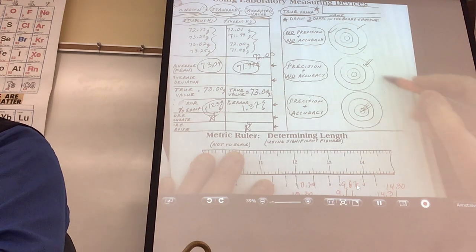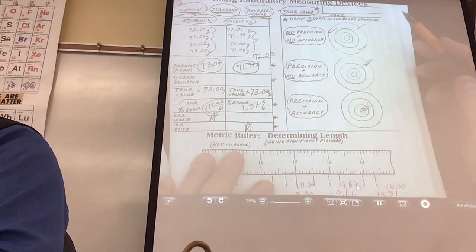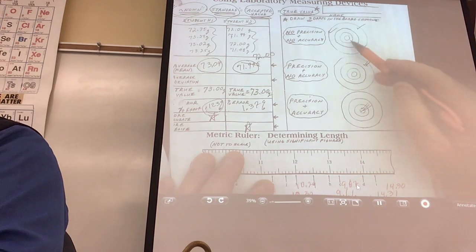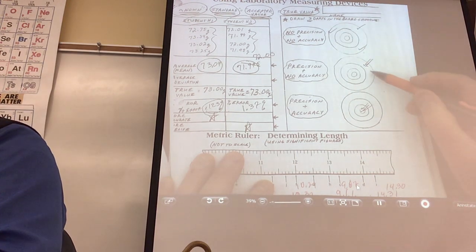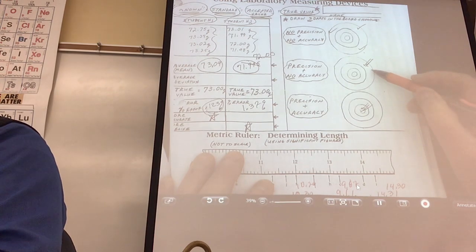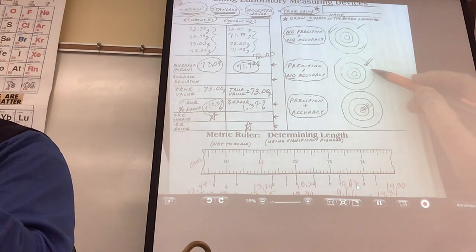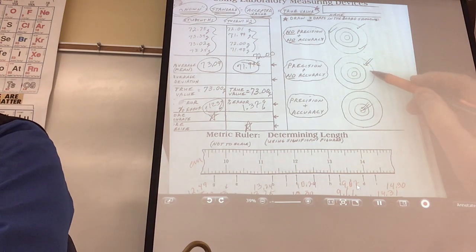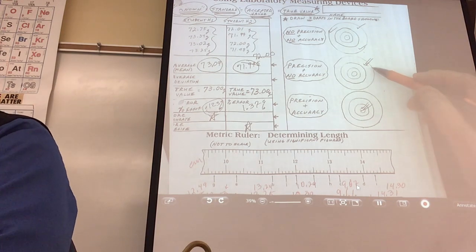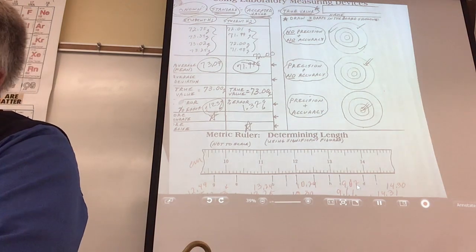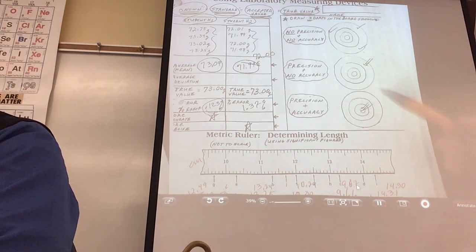Is this saying accurate? Are these accurate? How do you know? What were they supposed to hit? So I had to tell you the bullseye, don't I? And that wasn't that close to the bullseye. How about them? Were they accurate? No. Were they precise? Yes. Whatever they're doing to line that gun up, and they do it the same way, they have good technique.